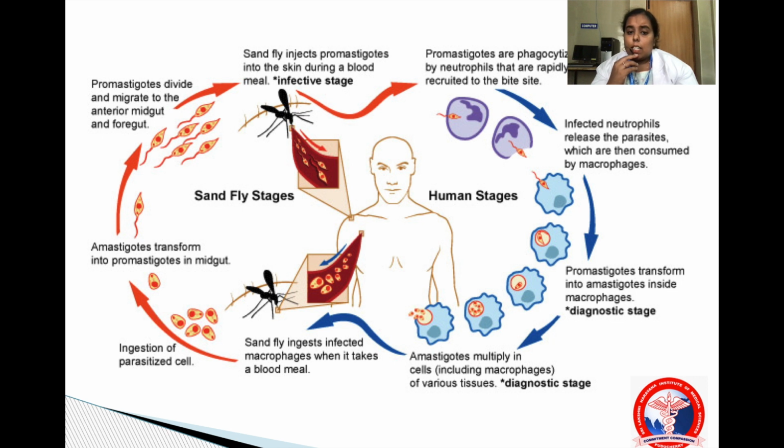So these are the stages in the sandfly and the human stages. The sandfly will inject the promastigote into the skin during the infective stage. They are phagocytosed by the neutrophil, and then they will be released, wherein they will be consumed by the macrophages. By then the promastigote transforms into the amastigote, which can be diagnosed. They multiply, and then the sandfly will again ingest the infected macrophages when it takes the blood meal.